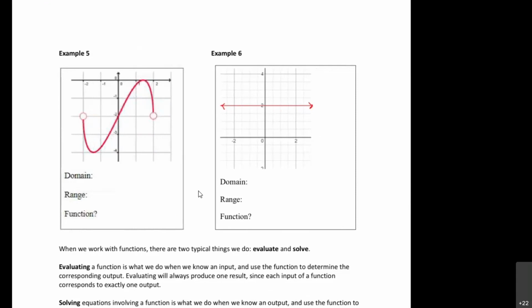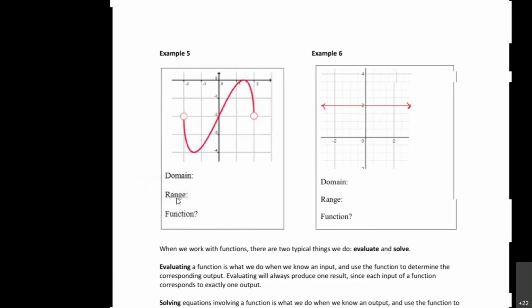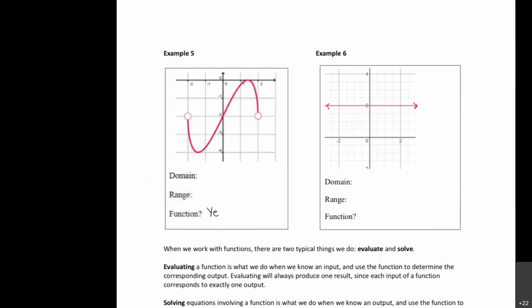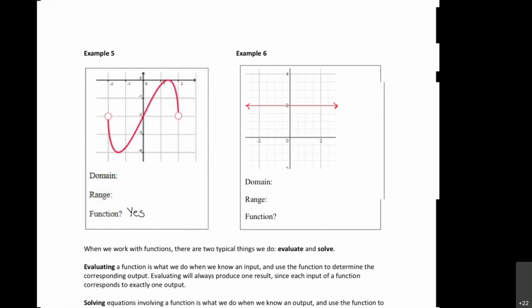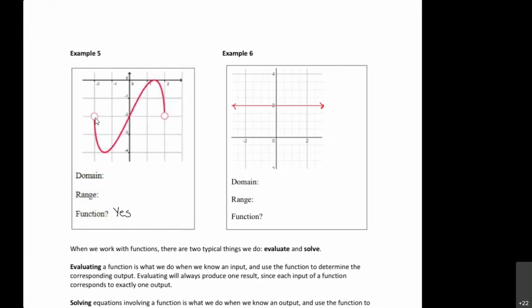So I'll tell you right off the bat, yes, this is a function. It does not fail the vertical line test, even though it might look like it does. Part of the problem with drawings is the line here, the red line, has a certain thickness to it. So it might look like points are lined up vertically here, but they're not. And again, like I said, if you're ever unclear about it, ask.